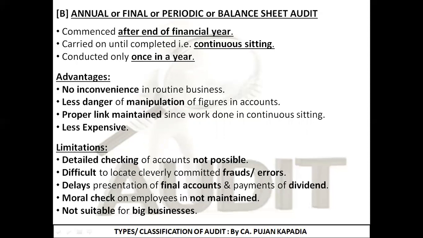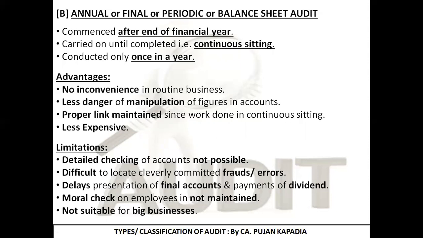One is after the end of financial year, and the second that we have already studied, interim audit. It was between two financial years, that is within the year when the year was going on. So it was known as interim. Interim means within, between the particular year. I hope I am clear with the 2 points.